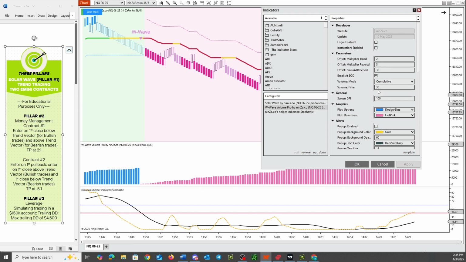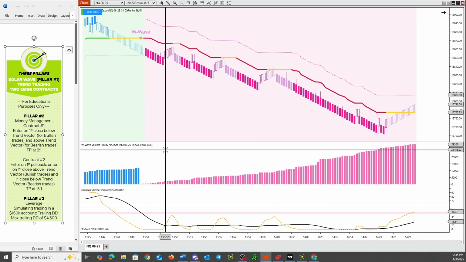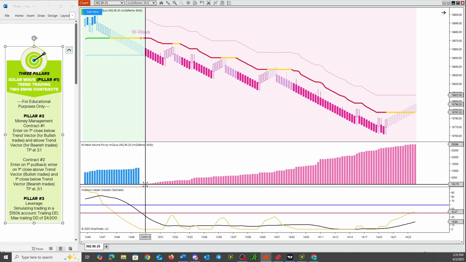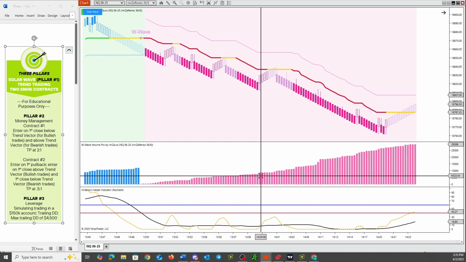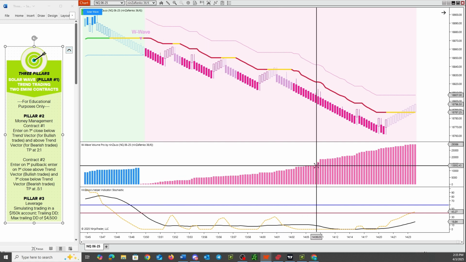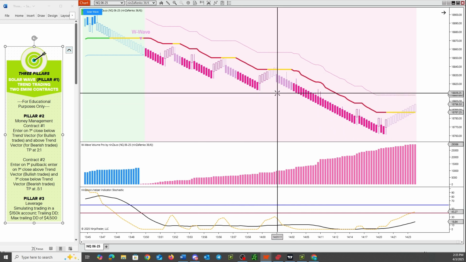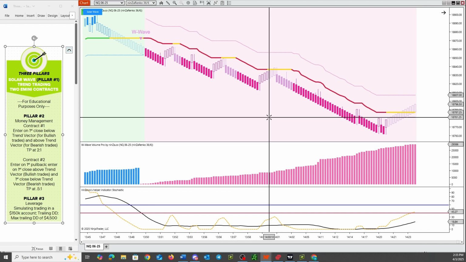And what this does for the Volume Pro, there's a threshold that you don't see on here, but once there's enough volume that triggers above that threshold, then it starts accumulating positive or negative volume, and then it accumulates all the way down. So you can see the volume is accumulating as this move goes down here. So you can just use this as a confirmation tool.